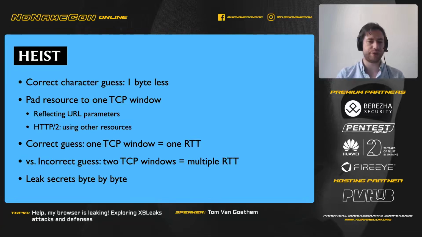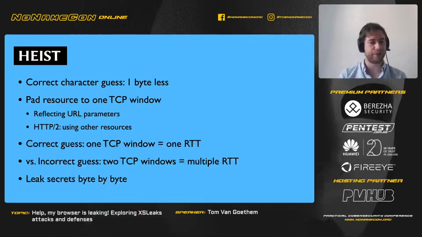And then what we can do is make sure that the resource, if it's a correct guess, fits into just one TCP window. And we can do that by, for instance, reflecting URL parameters. So increasing the response size by adding things in the URL parameters that are reflected in the response.